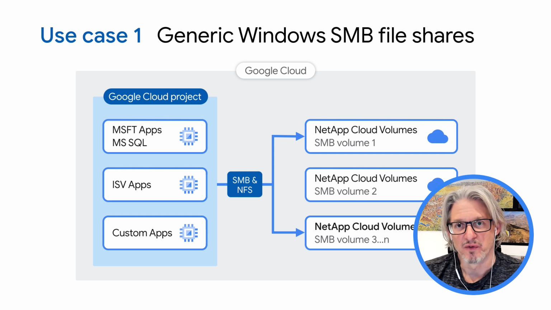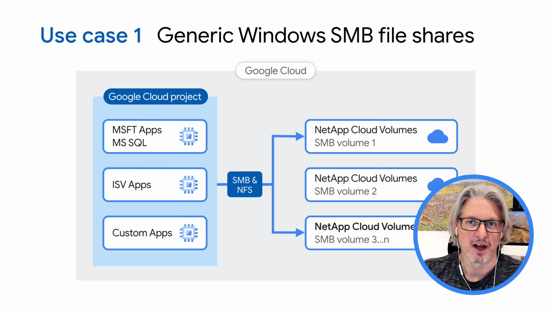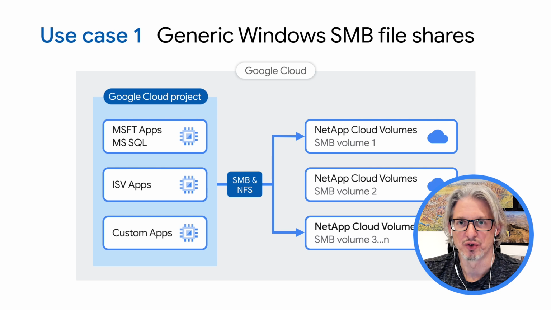Another one would be automotive and manufacturing. They're running a lot of computer-aided design and computer-aided engineering applications. Most of them want to talk to a file system to share data. So an SMB share is the way to go here. And that applies to many other industry verticals.